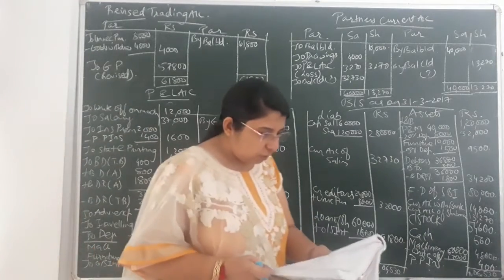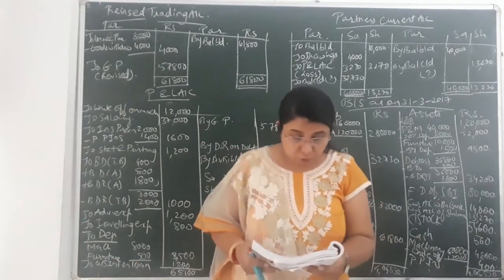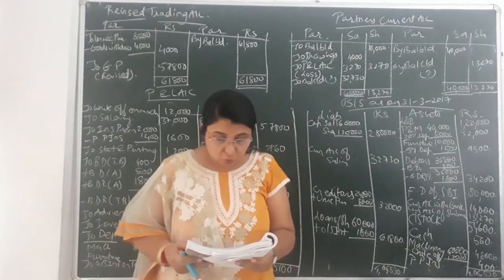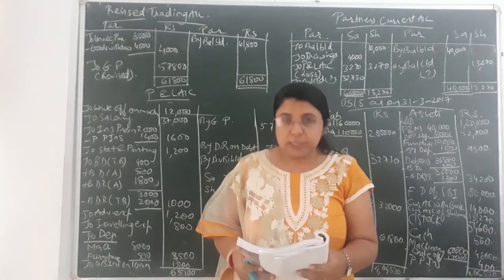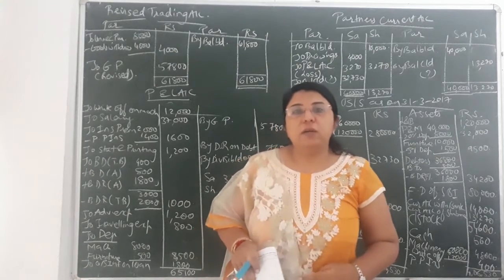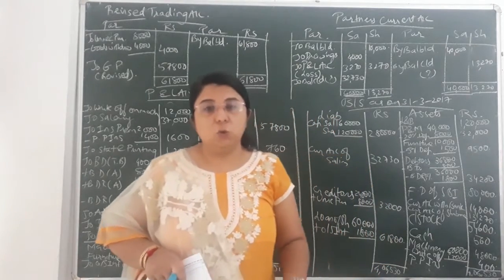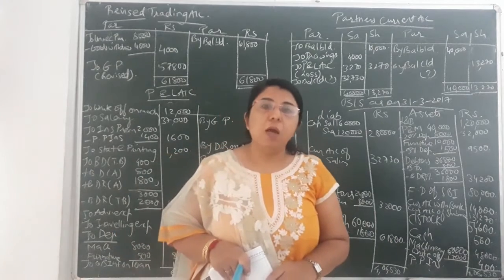Then afterwards, let us look at the adjustments. First one, that is Salim withdrew goods of rupees 4,000 for personal use. It is not recorded in the books. One of the partners has withdrawn goods for personal use, so it becomes drawings for that particular partner.